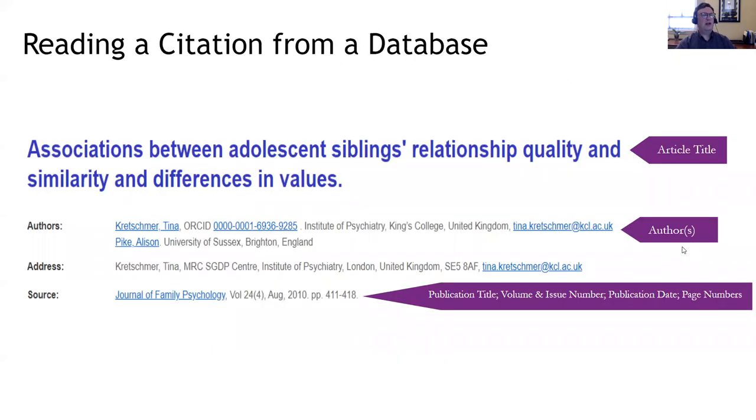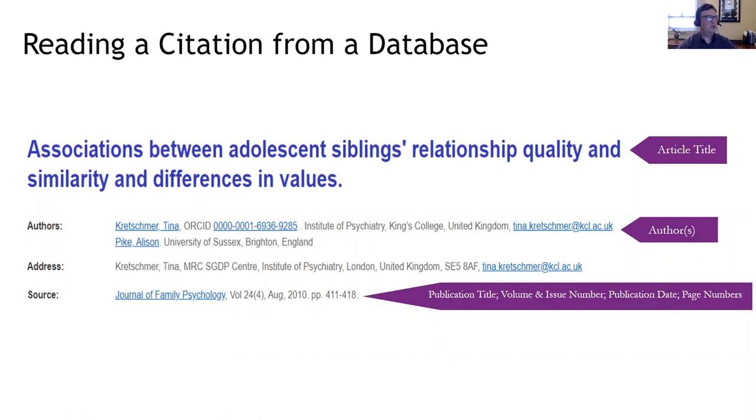Okay, so one thing I find that students often have problems with is just reading a citation from a database. When you're in a database, a journal is always going to include this information. If it doesn't, there's something odd going on. When you find a journal title, say through a Google search, it should have this information too. If it doesn't, I would probably question whether it's actually a scholarly journal or not.